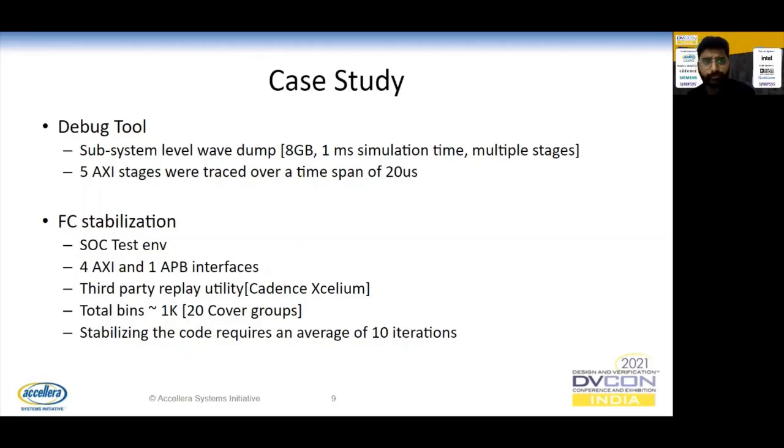coverage was written only on 4 AXI and 1 APB interface. Also, a third-party replay utility was used. We had our own utility as well, but meanwhile we got it from the vendor as well, which would be more efficient since we are using their simulator. So we started using their utility, and the total number of bins was around 1K, where 20 cover groups were there. Here, on average, we are assuming that we need 10 iterations to fix these many cover groups. That includes fixes for cover groups and coverage monitors.